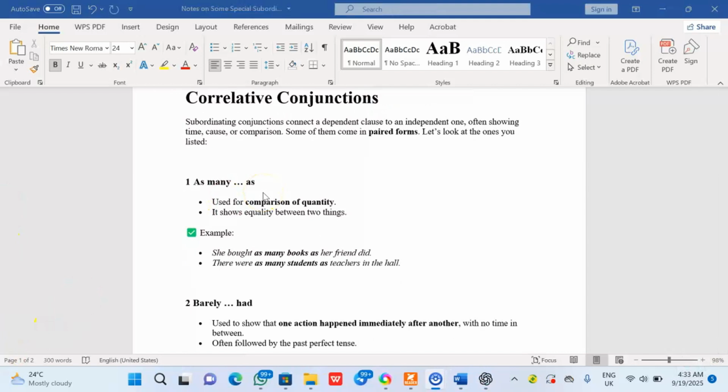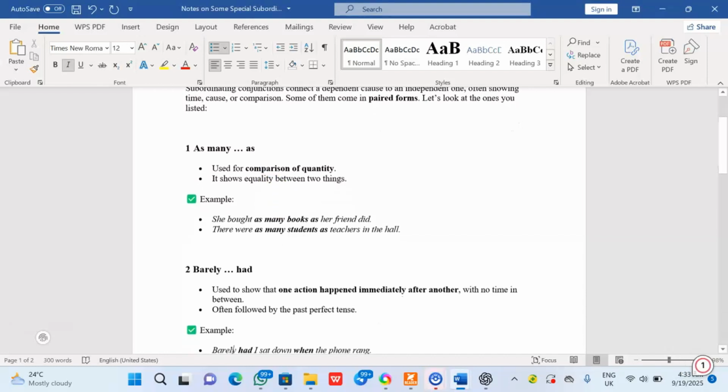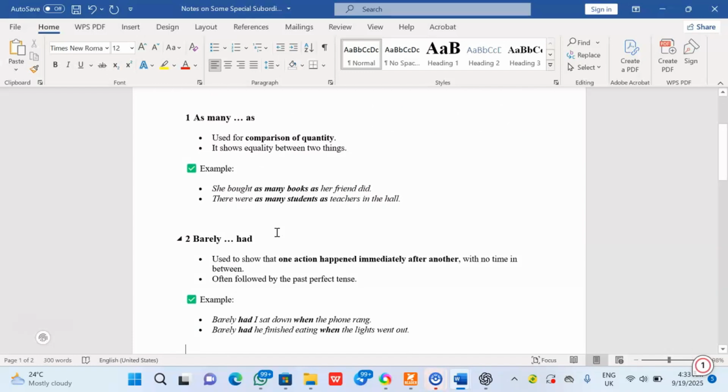Another type of correlative conjunction is as many as. We use it for what? Comparison. For example, she bought as many books as her friend did. It shows equality. There were as many students as teachers in the hall.